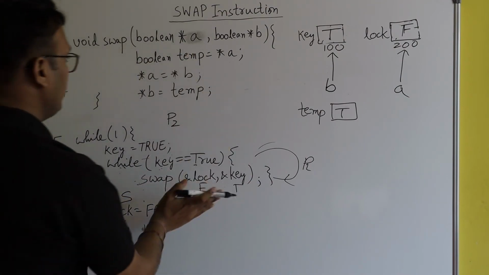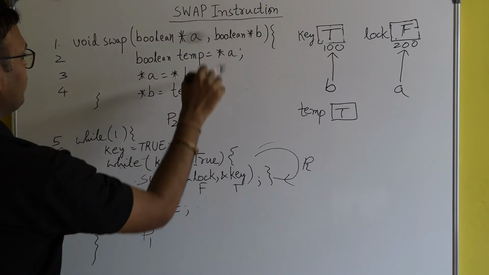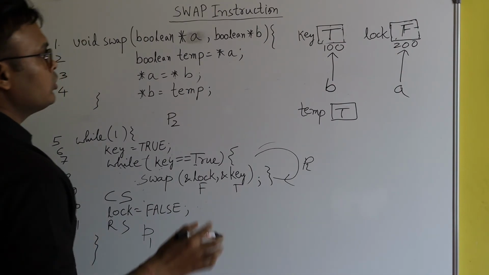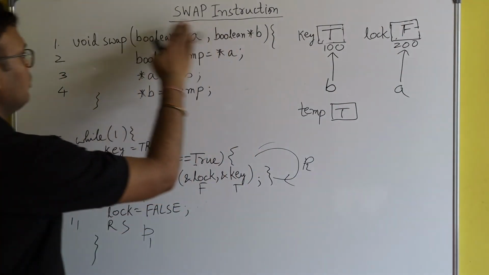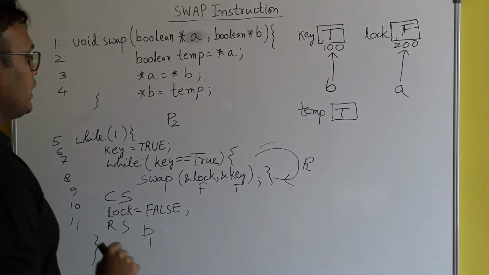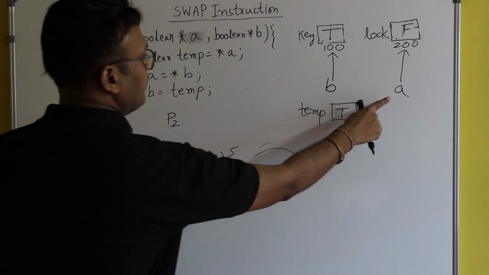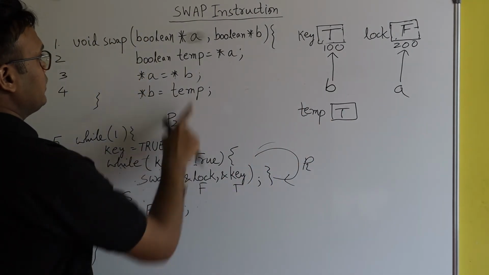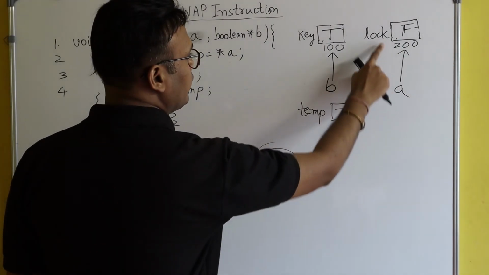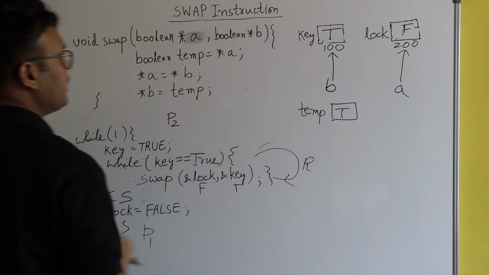So when the swap function is called, here is the swap definition. What will this swap definition do? This definition will swap the value of lock and key. So it is true and false, and this definition will make it false and true. Let's see how. A will point to the address of the lock, and B will point to the address of the key.